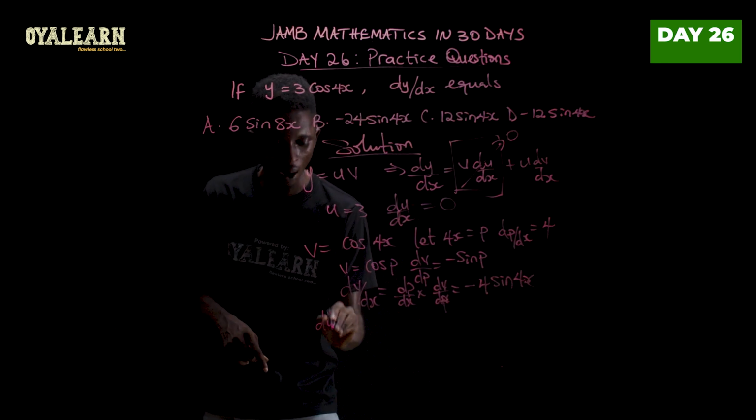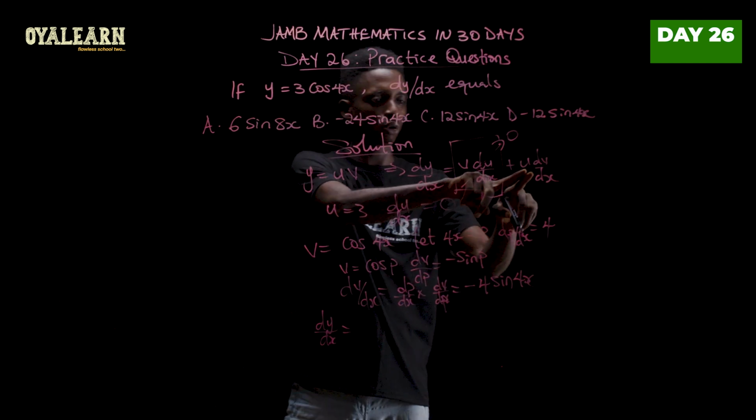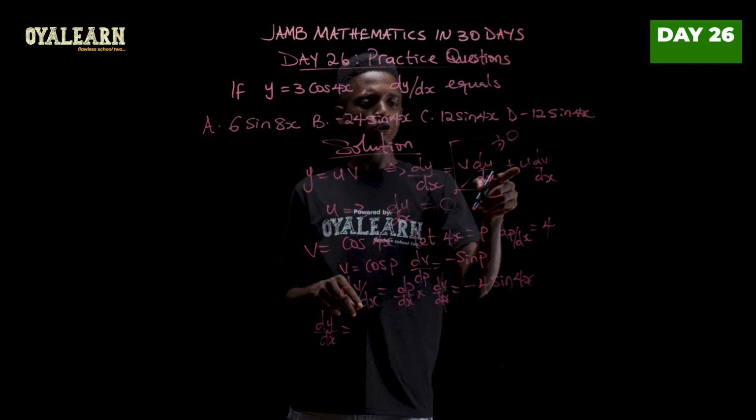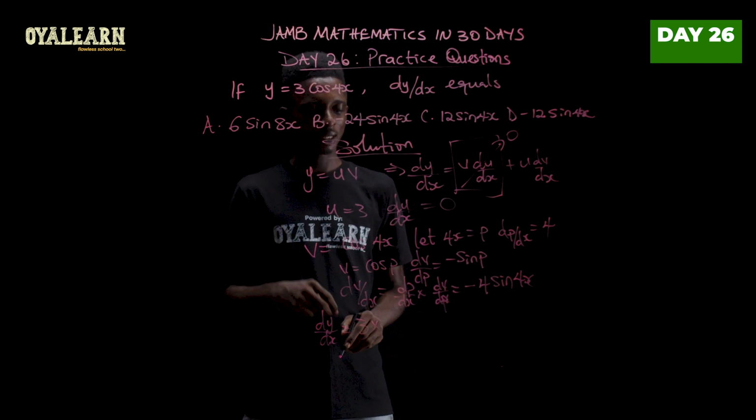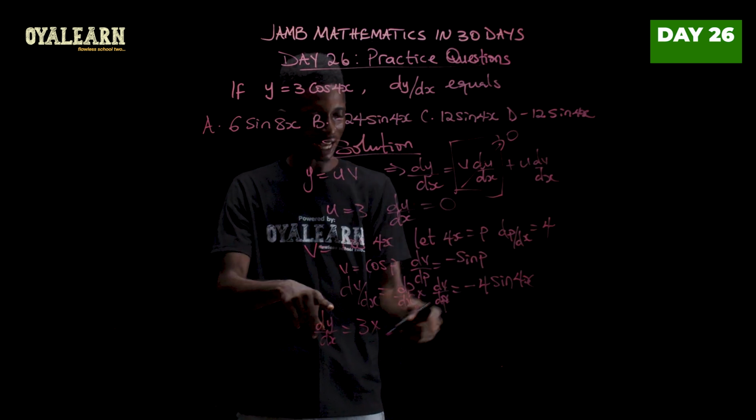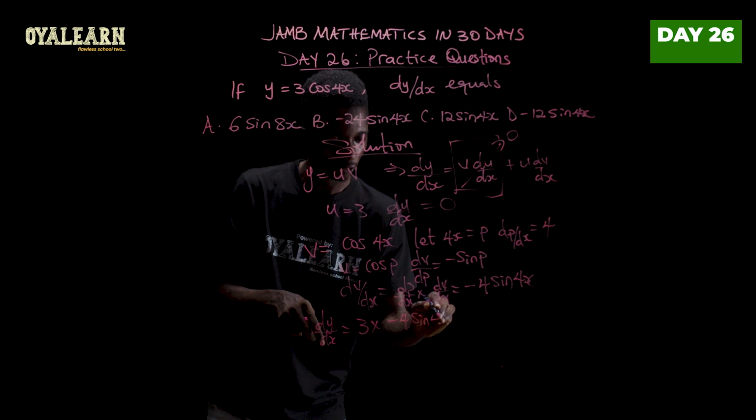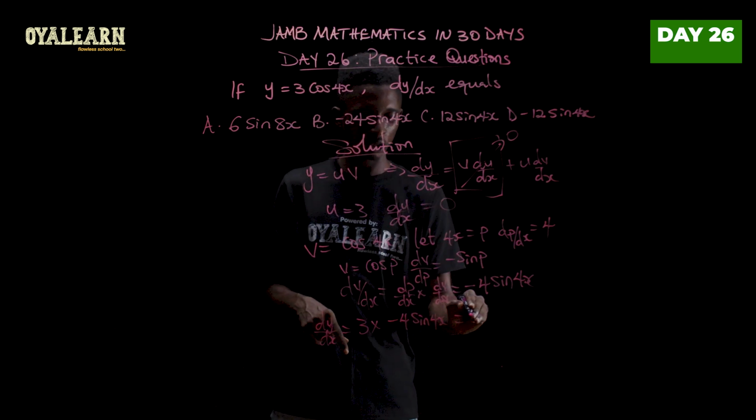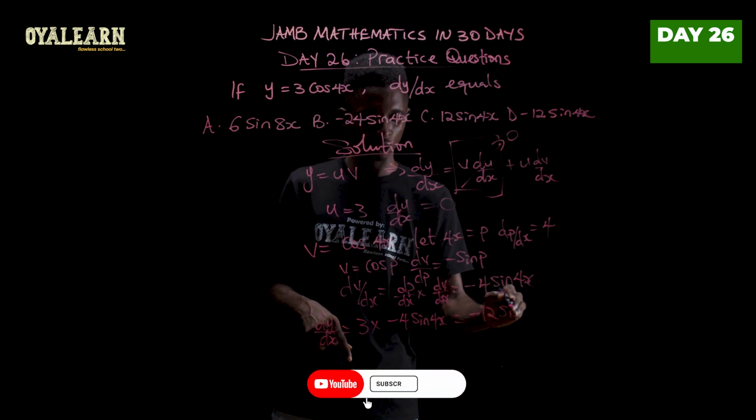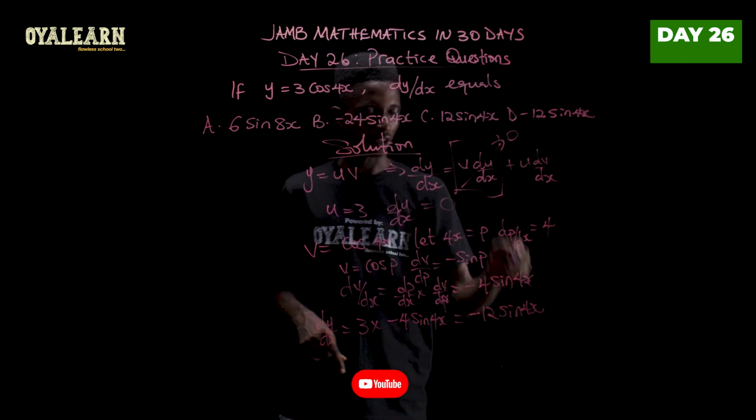So dy/dx will then be, now coming to this, what is u? u is 3 multiplied by dv/dx. And dv/dx is minus 4 sine 4x. Now when we multiply this, 3 times minus 4 gives us minus 12. So minus 12 sine 4x, which makes the answer option D.